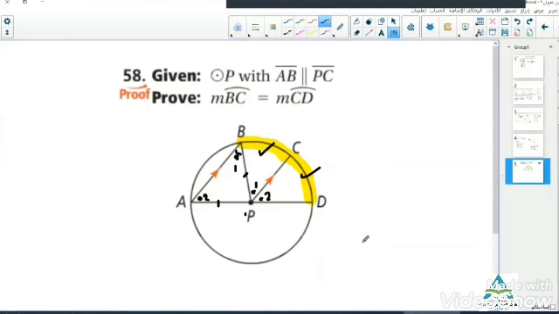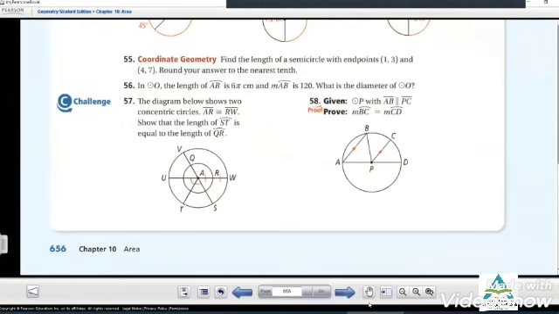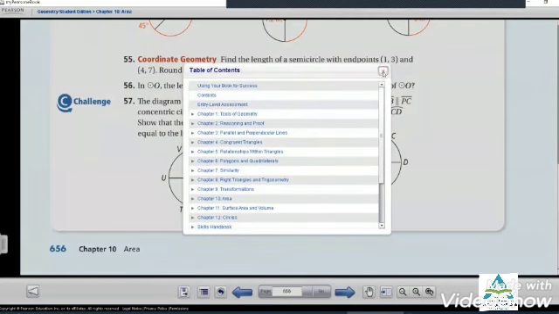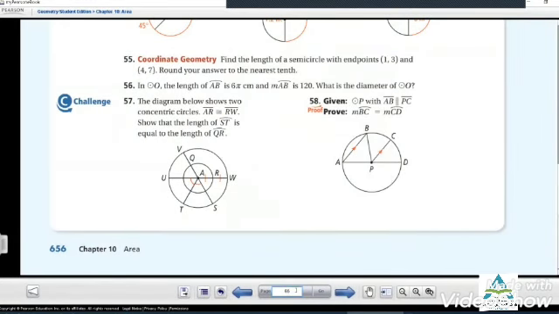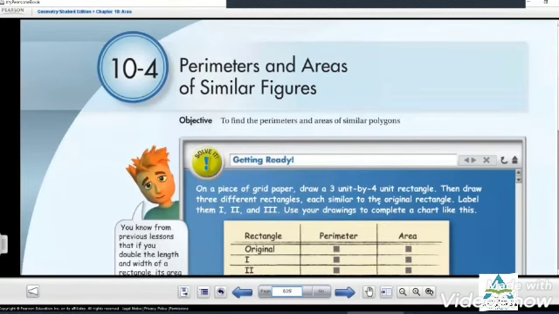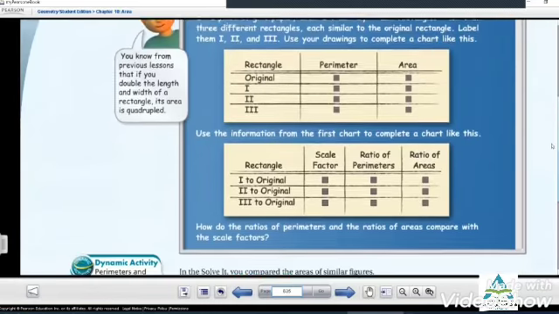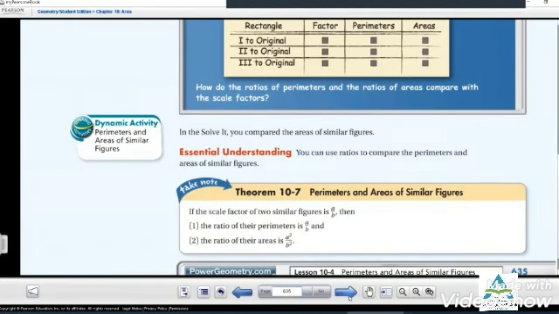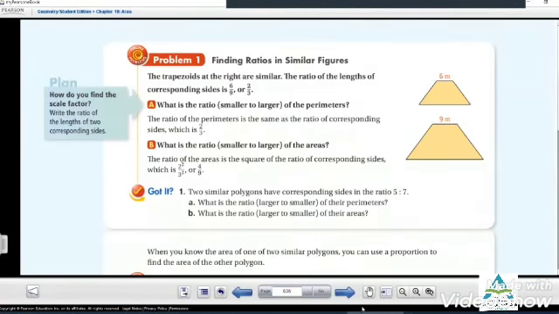Okay. Tell me about your lesson. You didn't understand? Wait. Chapter 10, lesson 4, page 635. Page what? Wait a minute. 635. Perimeter and areas of similar polygons. You didn't join this one. Okay. Great.